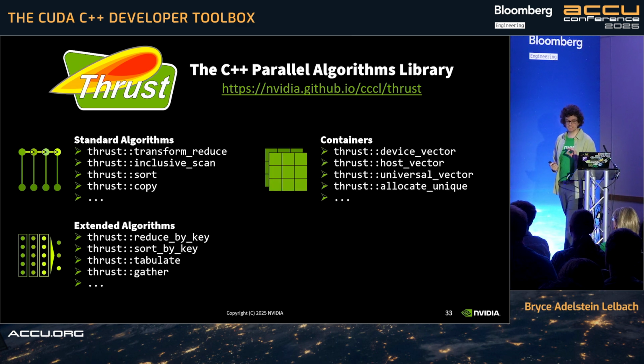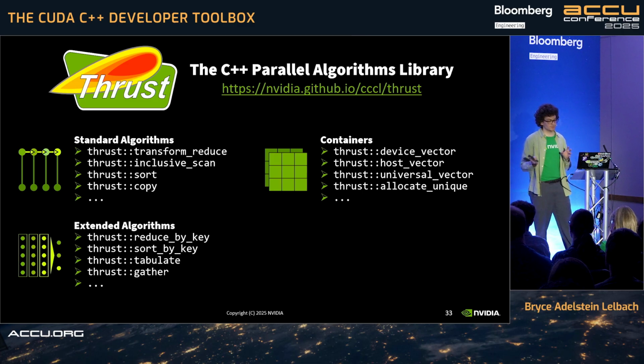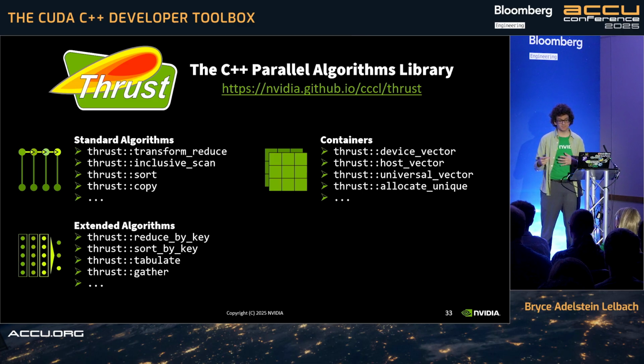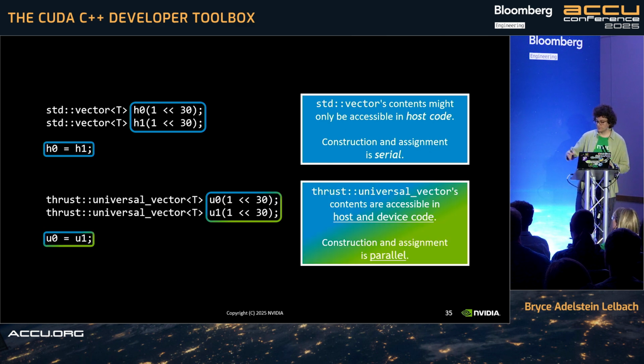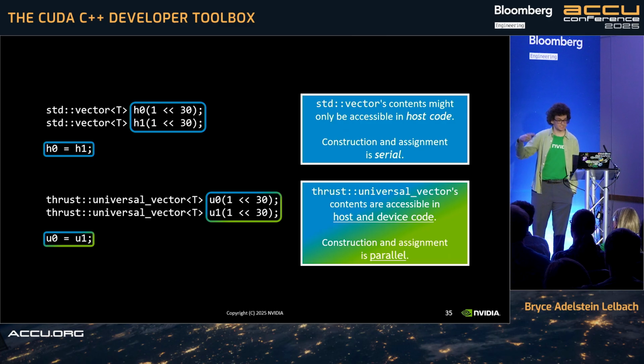Thrust also has heterogeneous containers that behave like std::vector, but store their contents in different kinds of memory that are accessible to different kinds of processors. So std::vector's contents might only be accessible in host code, depending on the type of heterogeneous system that you're on. When you construct or assign to a std::vector, that operation is done in serial, which can be quite slow if you're dealing with large amounts of data, as we often do when using GPUs. Now, Thrust universal_vector's contents are always accessible in both host and device code. And operations on Thrust vectors, like construction and assignment, are executed in parallel on the device.